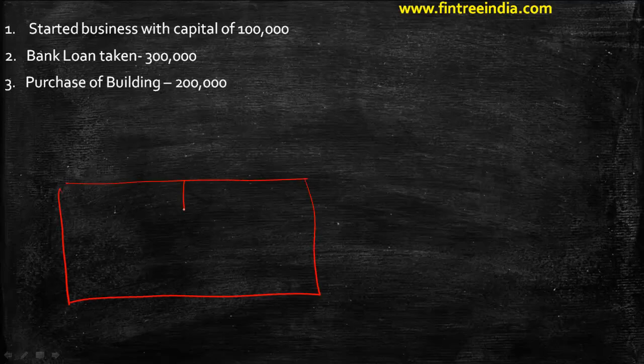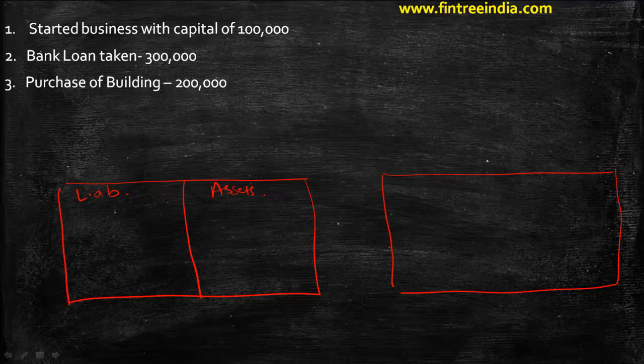It is going to have two sides, liabilities and assets. We'll try to ignore the formats, not so important at this stage. And we will now also prepare one more statement which would be called an income statement. So on the left hand side of the income statement, we would write down expenses. On the right hand side of the income statement, we would write down income.